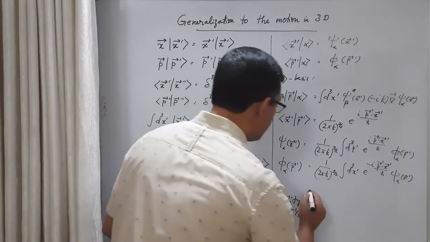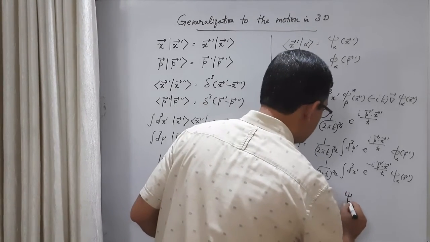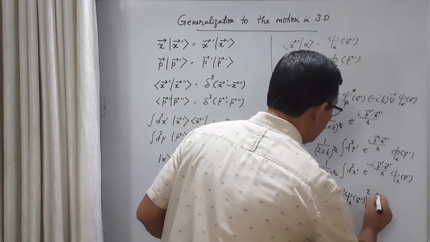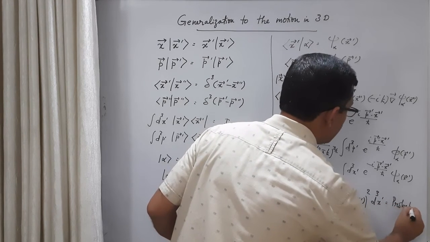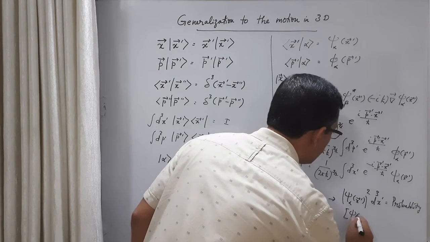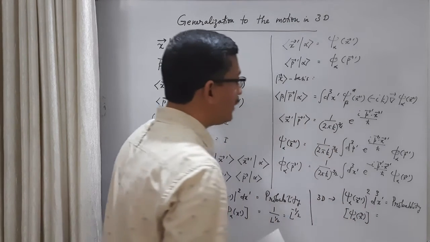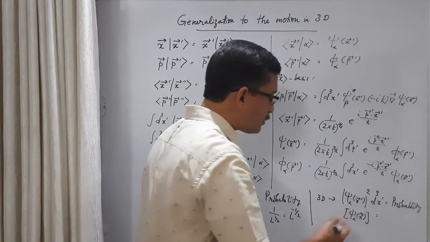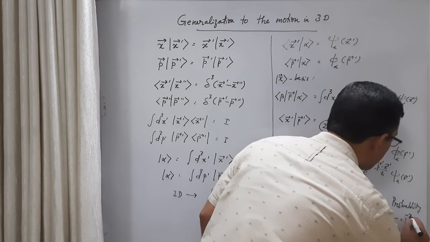Now what is the case in three dimensions? In three dimensions, |psi alpha x'|² d³x' is probability, which is dimensionless. So what is the dimension of psi alpha x' in three dimensions? The dimension of |psi alpha x'|² will be 1 by L³. So the dimension of psi alpha x' will be 1 by L^(3/2), that is L^(-3/2).